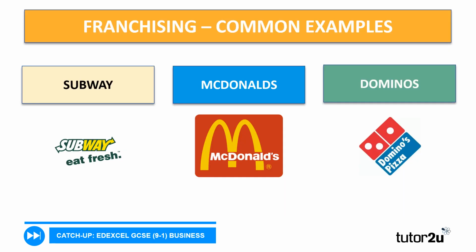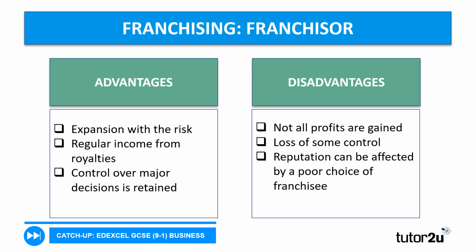Here are some common examples of franchises that you are probably aware of, and a lot of franchises relate to the fast food industry. So we have Subway, McDonald's and Domino's. For the exam, you need to know the key features of franchising as well as the advantages and disadvantages. This slide specifically focuses on the advantages and disadvantages linked to a franchisor. Remember, a franchisor is the business that allows another individual or another business to trade under its name.